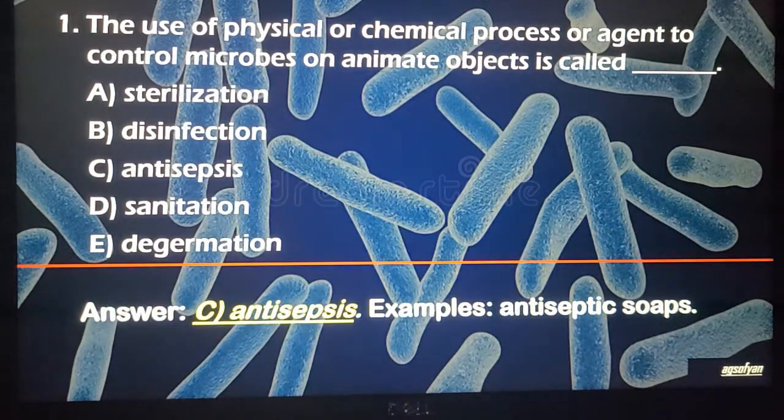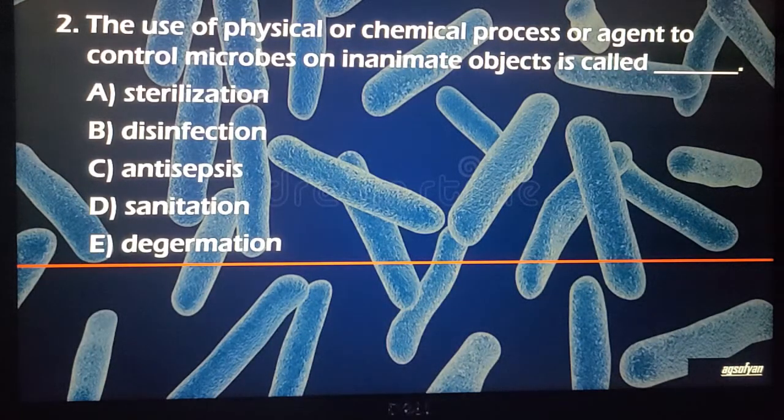Yes, the answer is C. Antisepsis. So antiseptic is chemical use on animate object, living object, like our skin, for example. Example of antiseptic is antiseptic soaps.